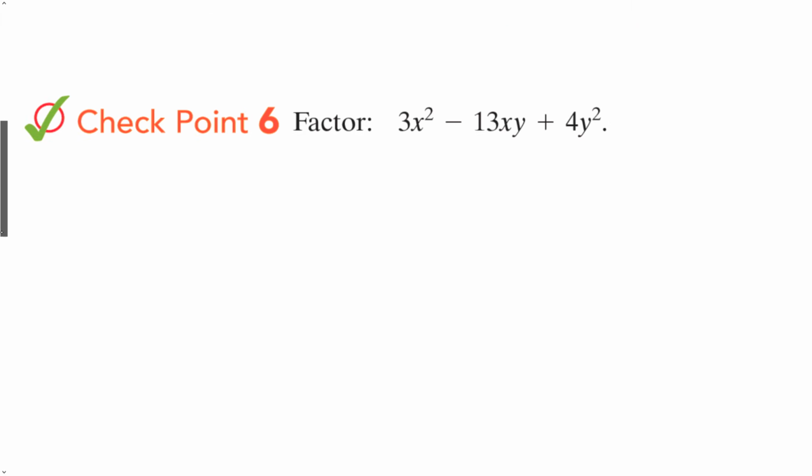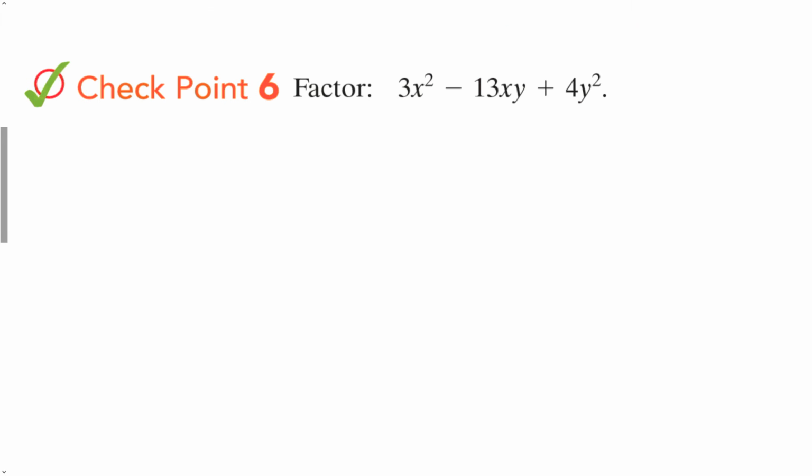Let's try another little checkpoint problem. Let's go back to the AC method one more time. Okay, so we're just going to work with the coefficients here for a second. So 3 times 4, that's going to be 12. Okay, I want them to add to be negative. That means they're both going to be negative. So negative 1 and negative 12 add together to negative 13. Oh, look at that, first one.